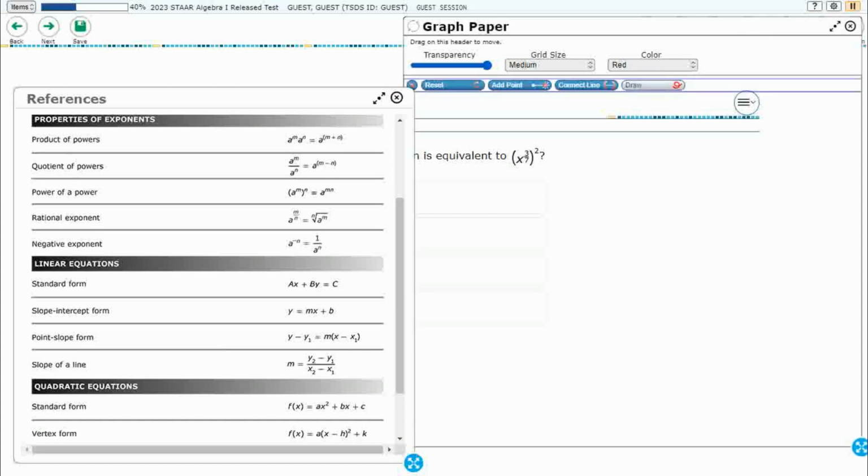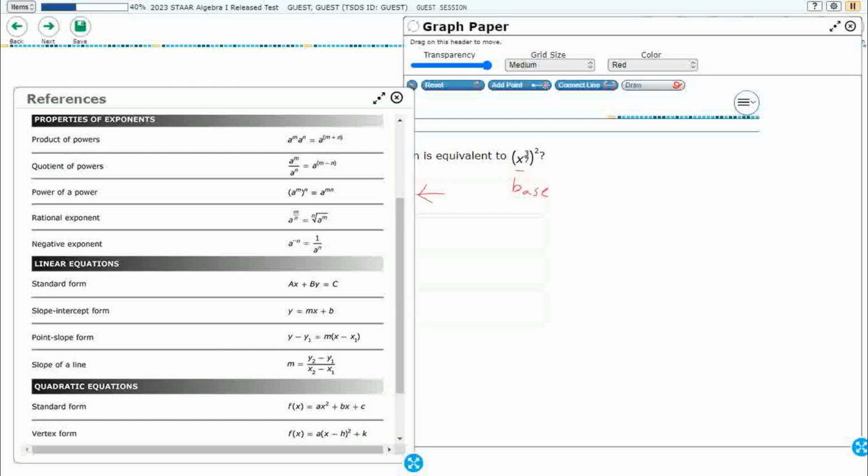The product of powers is not going to be useful because we don't have two different bases that are multiplied. We don't necessarily need that one. Quotient of powers, we don't have two different bases dividing. We only have one base, right? That x right there is called our base, the big number. So we only have one base, and the base is being raised to a power, and that is being raised to a power. That looks like this third one right here.